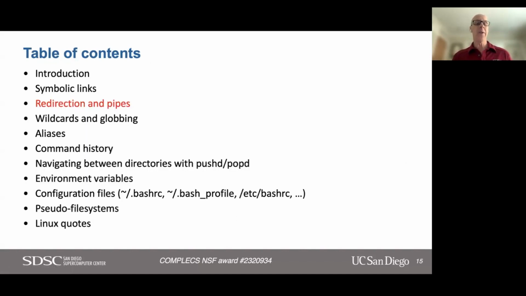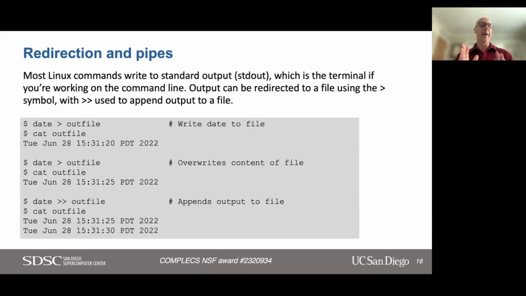Okay, so moving on to redirection and pipes. This is a topic that I assume most of you are going to be at least a little familiar with, but I'm going to point out a few nuances. Most Linux commands write to standard output, which is the terminal if you're working on the command line. Output can also be directed to a file using the greater than symbol. And if we use two greater than symbols, this appends output to a file.